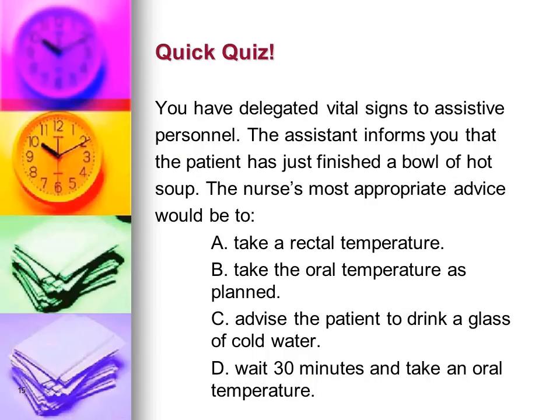You have delegated vital signs to an assistive personnel. The assistant informs you that the patient has just finished a bowl of hot soup. The nurse's most appropriate advice would be: A. Take a rectal temperature. B. Take the oral temperature as planned. C. Advise the patient to drink a glass of cold water. Or D. Wait 30 minutes and take an oral temperature.